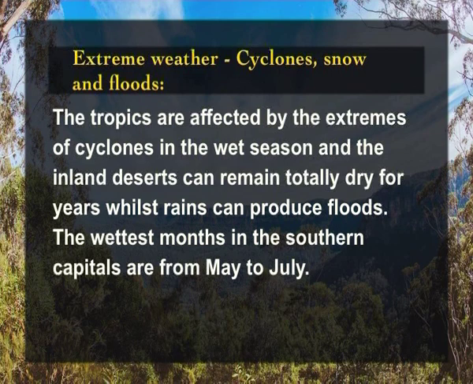The wettest months in the southern capitals are from May to July. Along the Great Dividing Range, the mountain range that passes through New South Wales and Victoria, there are regular winter snowfalls. The snow season in the Alps in southeastern Australia is June to September.